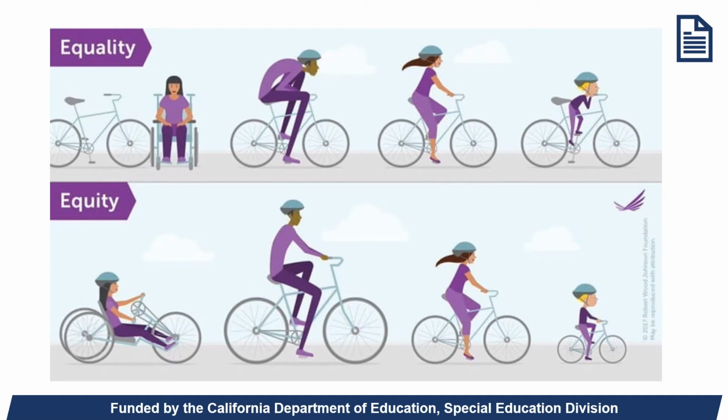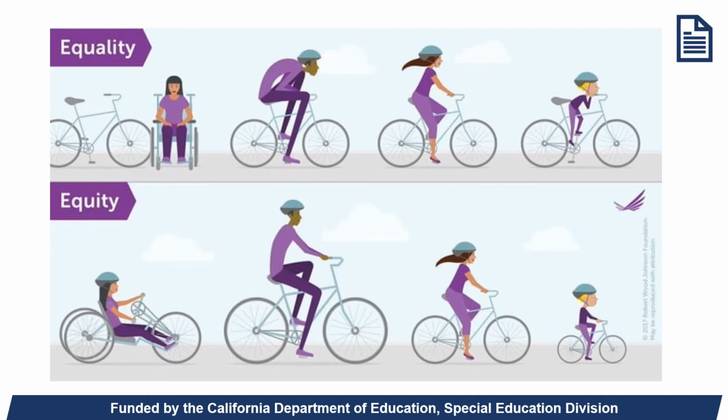However, in an equitable educational system, it is based on everyone getting what they need, which might be different for each student, but the outcome means every student getting the opportunity to access their education and benefit from their education.